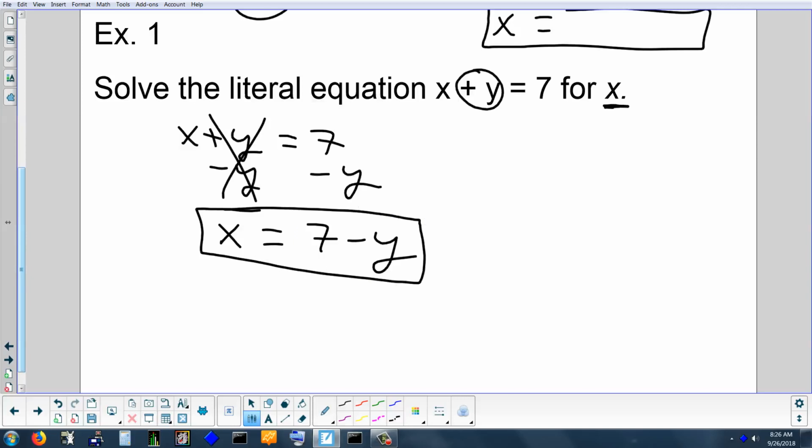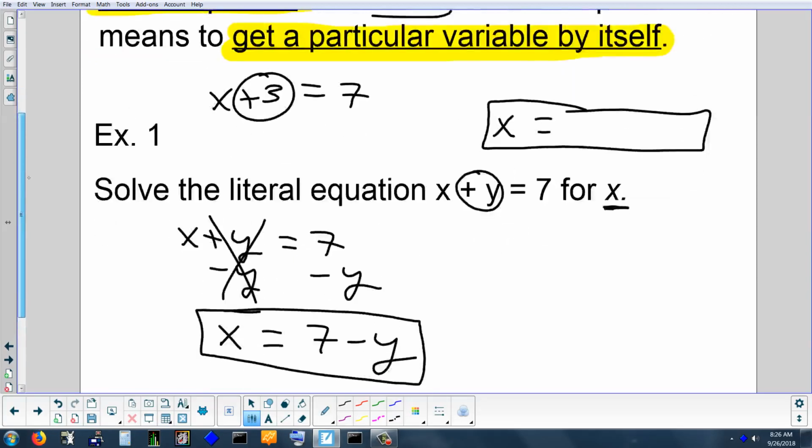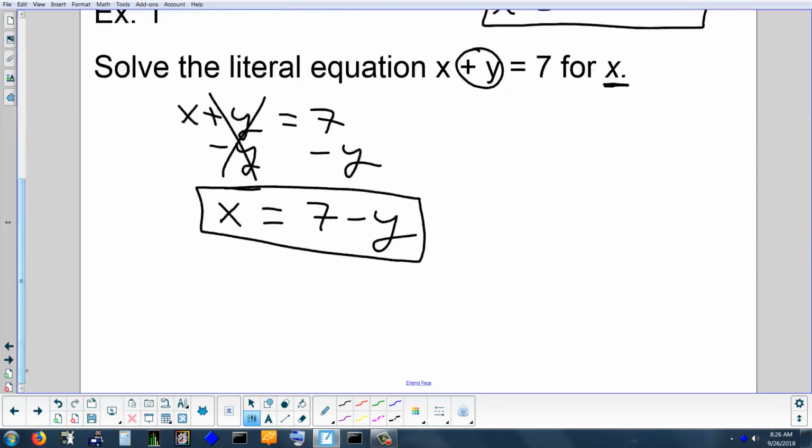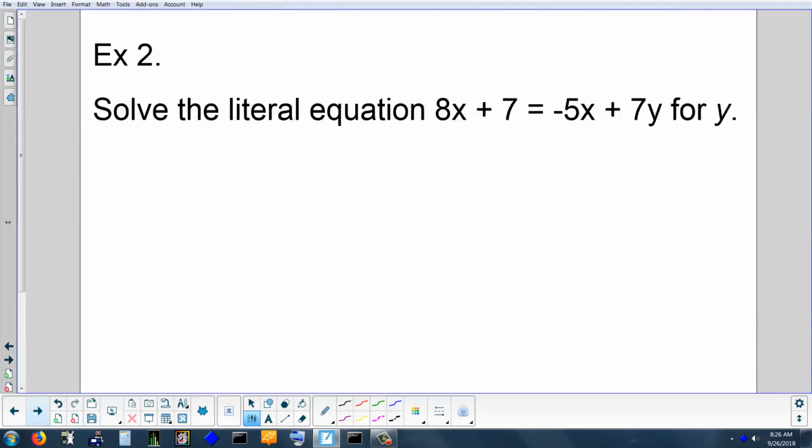Any question on what we did there? So, that's it. That's what we're going to practice today. Now, that was a one step literal equation. It showed you like x plus 3 equals 7. That's a one step equation. That's a one step literal equation. Now, if we had to solve for x and there was something attached to it, there'd be another step.